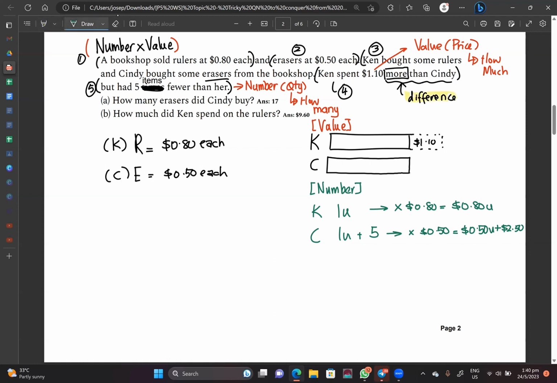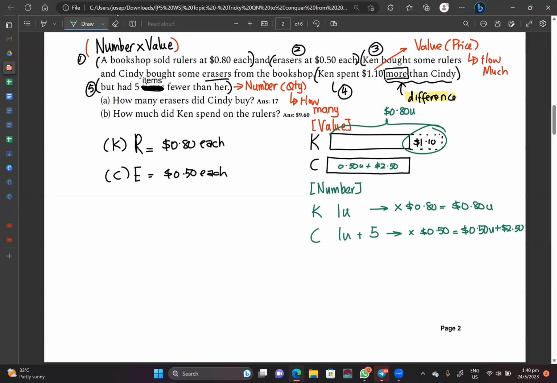So what you can say is this, is that, hey, Ken actually spent more than Cindy. So what happens, as you can see over here, is that we are going to say that the whole thing over here is for 0.80 units, and from here to here is 0.5 units plus $2.50.